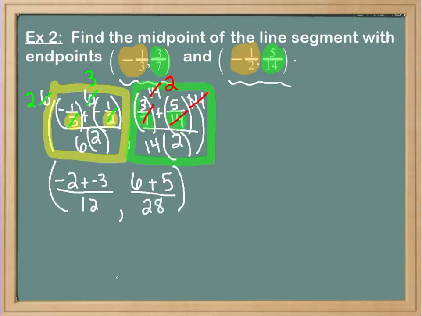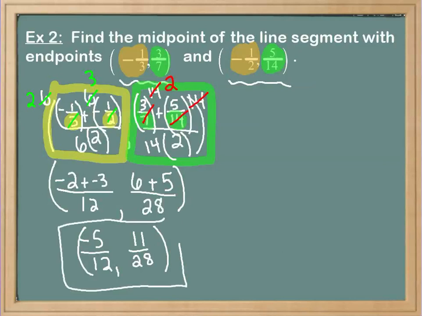Now I can simplify easily. Negative 2 plus negative 3 is negative 5. 6 plus 5 is 11. Does negative 5/12 or 11/28 simplify? No. So your midpoint is the coordinate negative 5/12, 11/28.